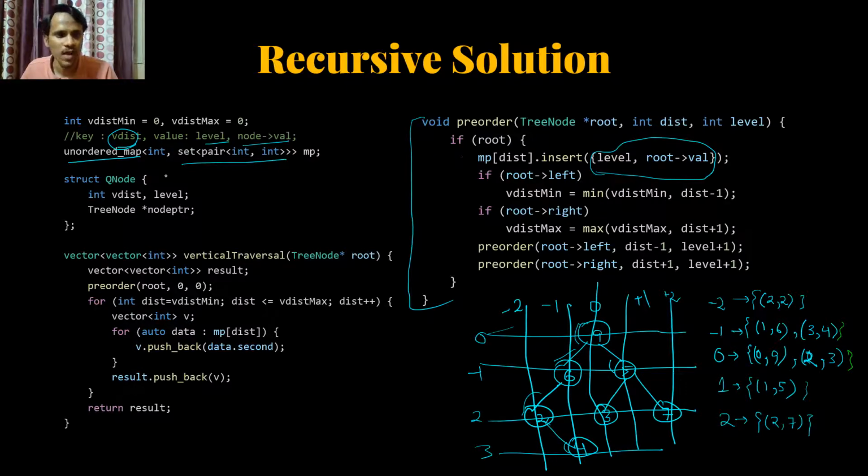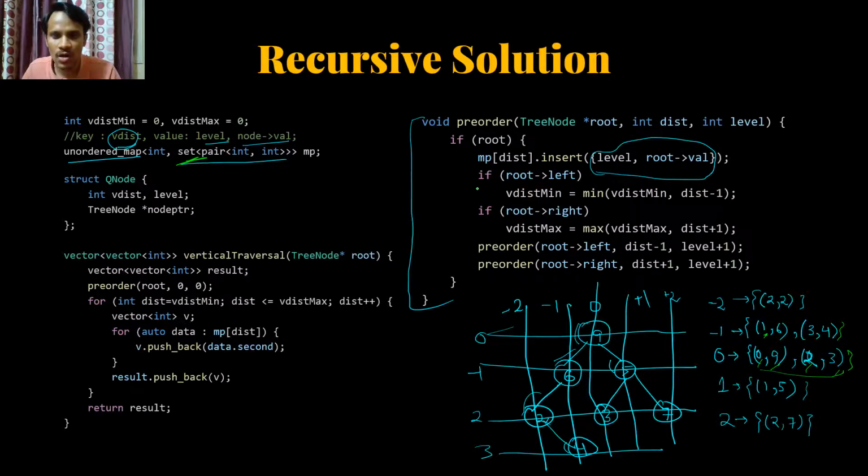Since we are using a set here, the set data structure stores the elements in sorted order. So the pairs will be in sorted order, sorted first by the level and then by the keys, right? So here since the level is lesser, this will come first.